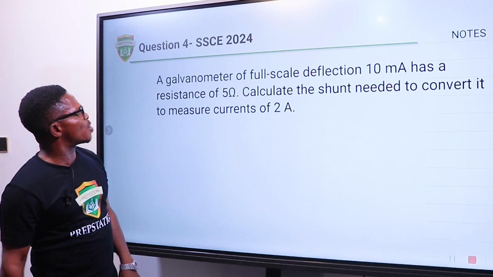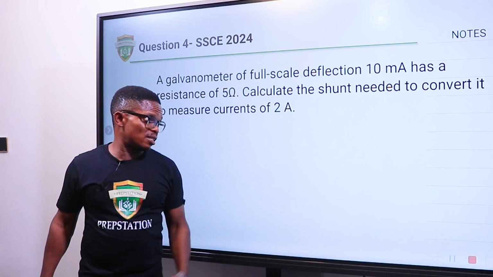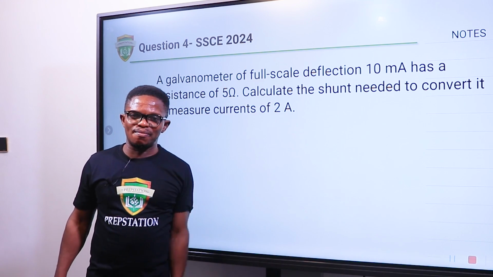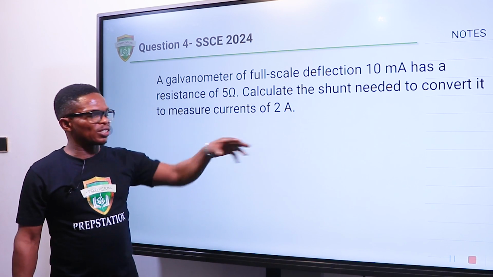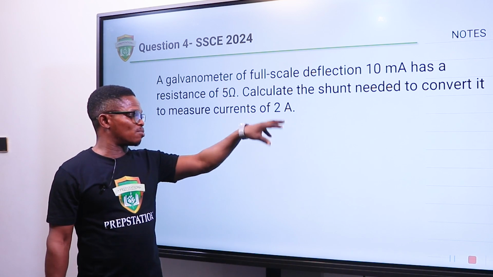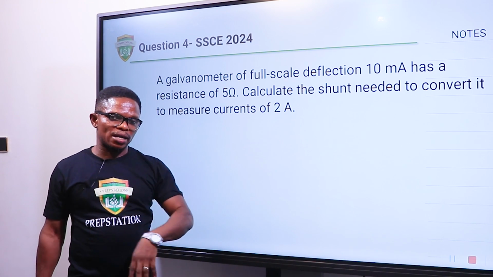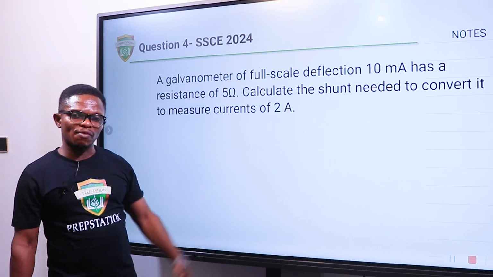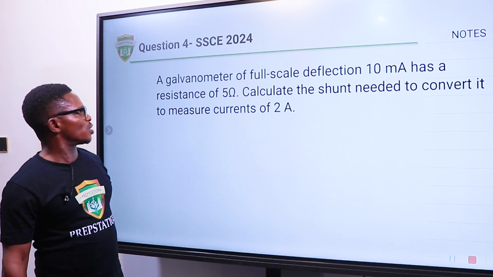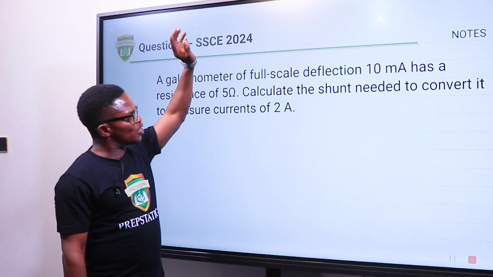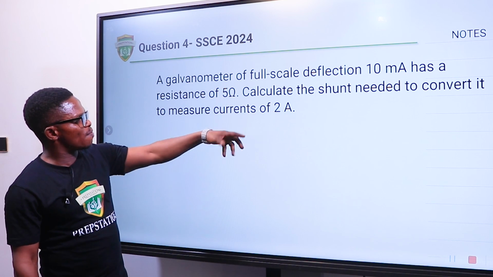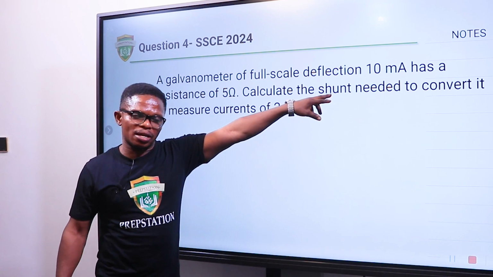And this one is very current, SSCE 2024. A galvanometer of full-scale deflection... Remember I told you, I've seen these questions many times without numbers in WAEC, and that was why I took time to teach you how to convert ammeter and voltmeter to galvanometer. This should be the second time we are solving this question. Now, a galvanometer of a full-scale deflection, 10 milliampere, has a resistance of 5 ohms. Calculate the shunt. Can you see that now?